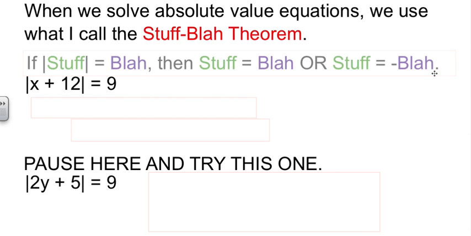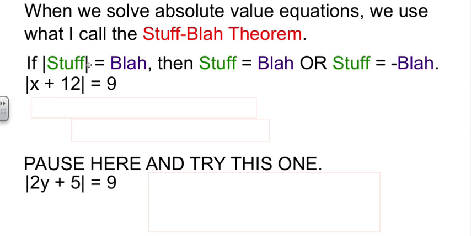So the Stuff-Blah theorem says if I have the absolute value of some stuff, whatever's inside, equal to something over here, blah, then the stuff on the inside is either equal to blah or it will be equal to the opposite of blah.